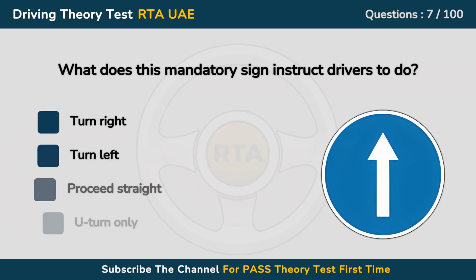Question 7. What does this mandatory sign instruct drivers to do? A. Turn right. B. Turn left. C. Proceed straight. D. U-turn only.